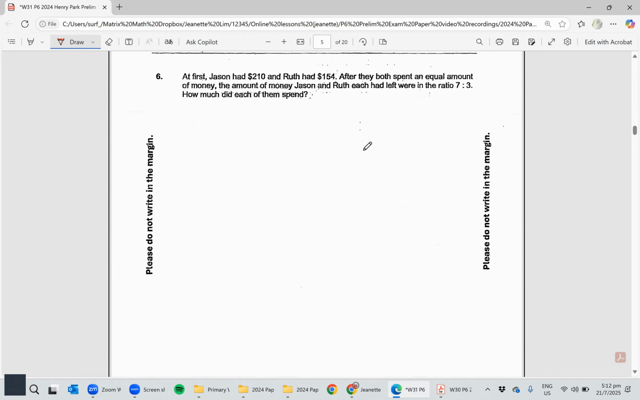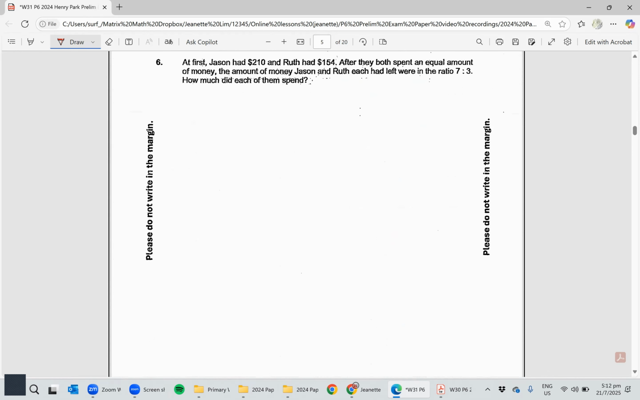Question 6. At first, Jason had $210 and Ruth had $154. After they both spent an equal amount of money, the amount of money that Jason and Ruth each had was in the ratio 7:3. So how much did each of them spend? Okay, let's show using a before, change, after. So J is $210. R is $154. There is a change. Jason spent some. Ruth spent some.